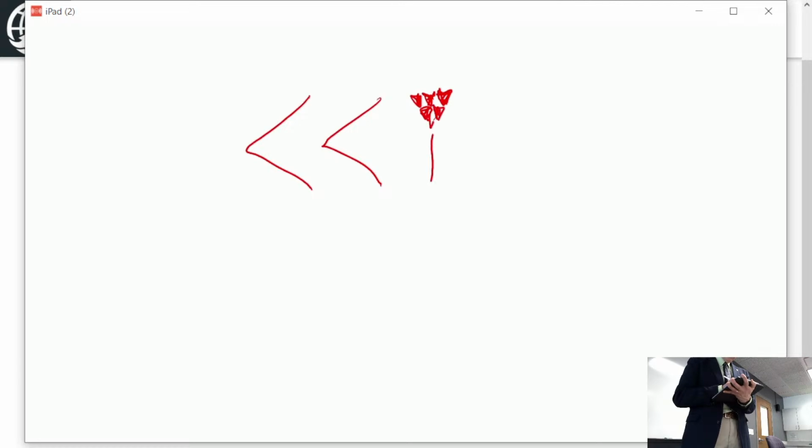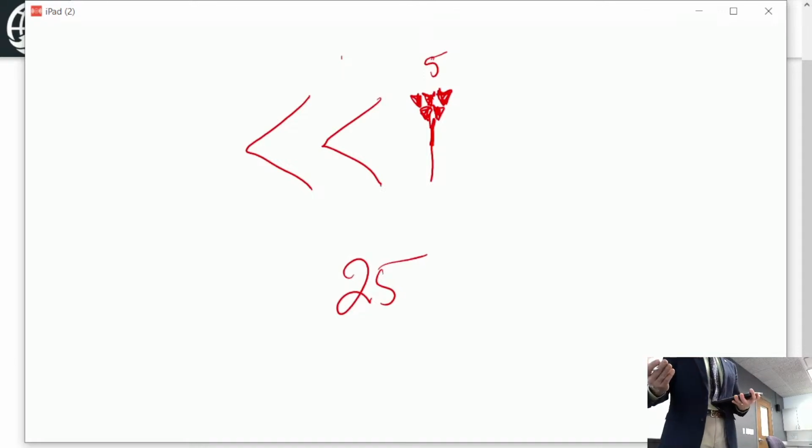There we go. That's supposed to be 5 little triangles. So this is 25 in our system. Now, this doesn't get to the place values. That feels a lot like Egyptian, doesn't it? You just have symbols, you're adding up the symbols. Well, here's where the places come in.